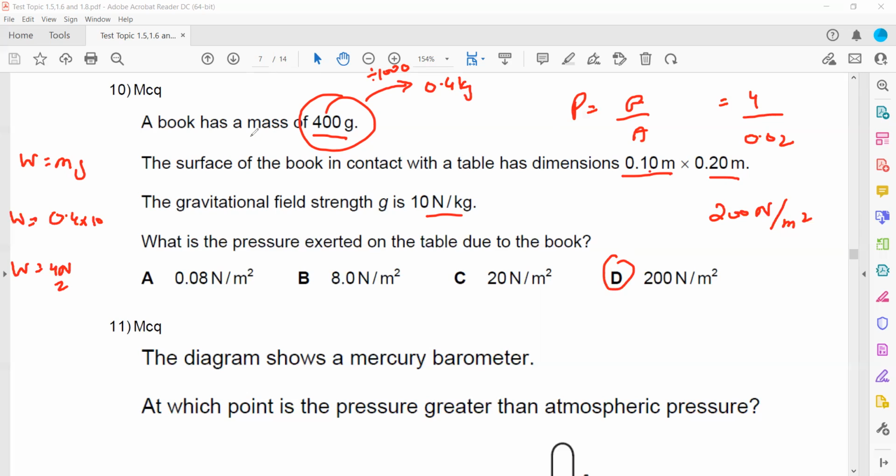So whenever a question asks for the weight, the mass should always be in kilogram, and then you use the formula that weight is mass multiplied by gravity. Don't use the mass in gram in this formula, because the SI unit of mass is kilogram.